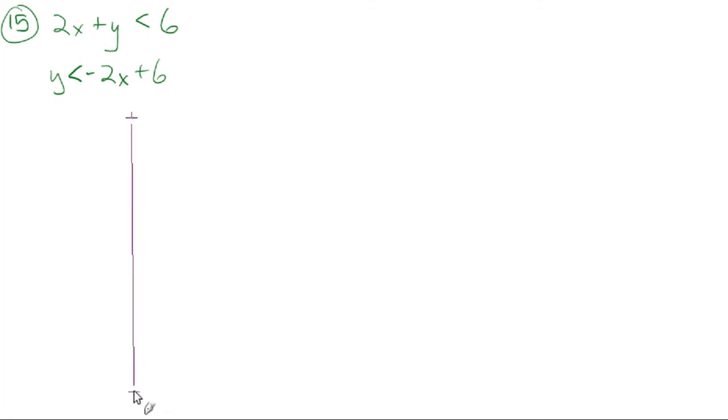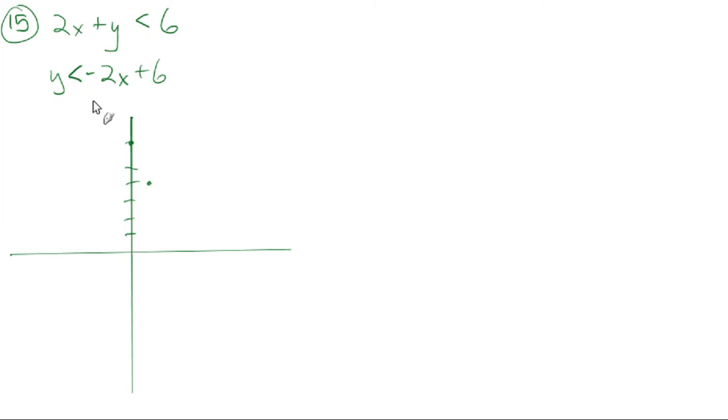Let's do another, number 15. So with number 15, we've added a little extra step of putting it into slope-intercept form. So subtract 2x from both sides. y will be less than or equal to -2x plus 6. So now it's in slope-intercept form, and we can graph this line no problem. 1, 2, 3, 4, 5, 6 is the y-intercept. Go down 2 and to the right 1. That's our slope.